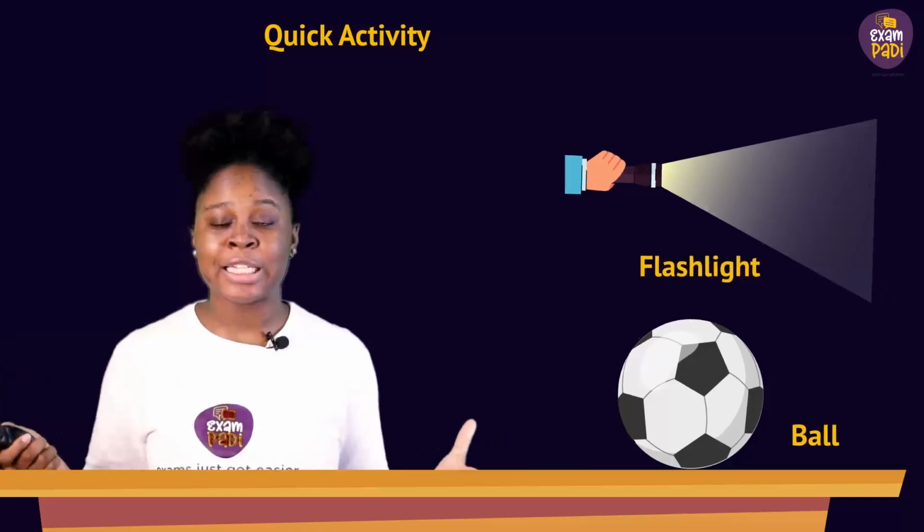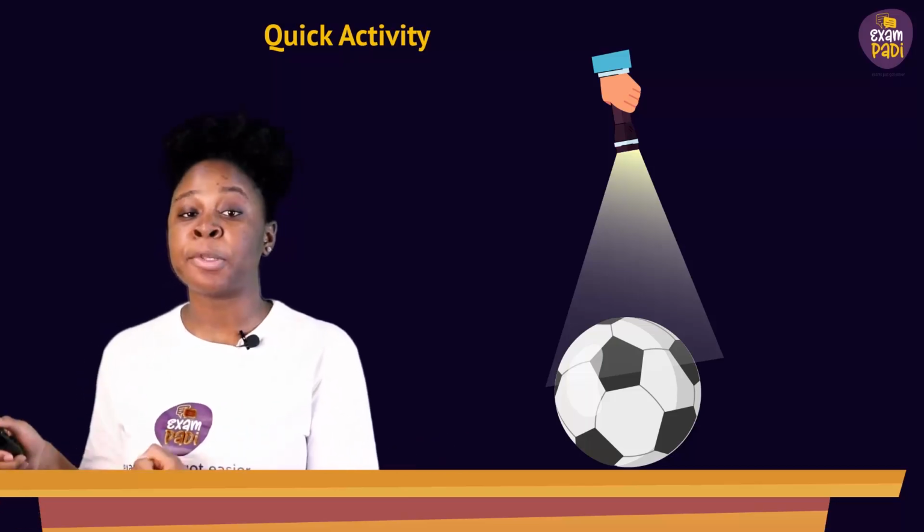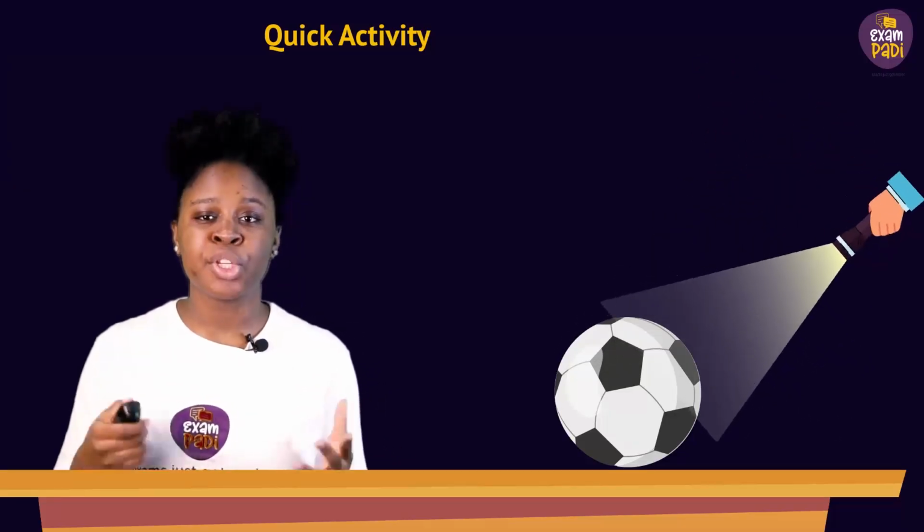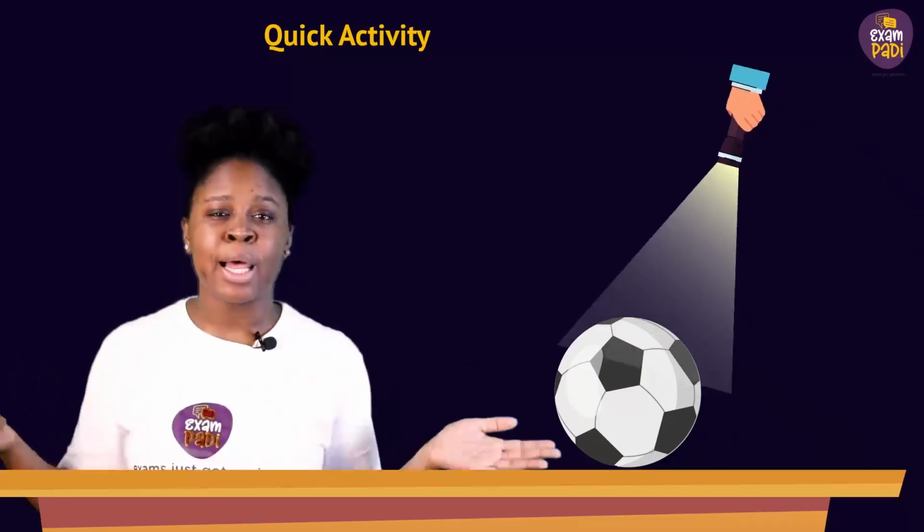Try out this quick activity to help you remember the phases of the moon. You will need a ball and a flashlight. Hold the ball up in front of you and use the flashlight to shine light on the ball from different angles. As you move the flashlight around with the ball, notice how the amount of light that is visible changes. This is very similar to how the phases of the moon work.